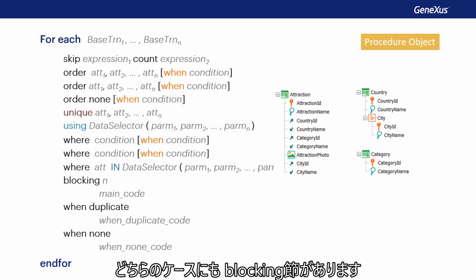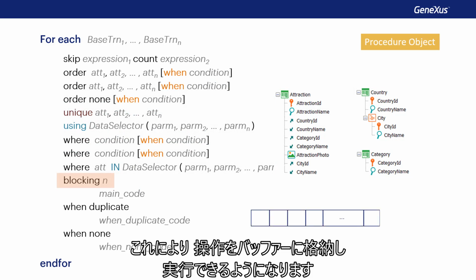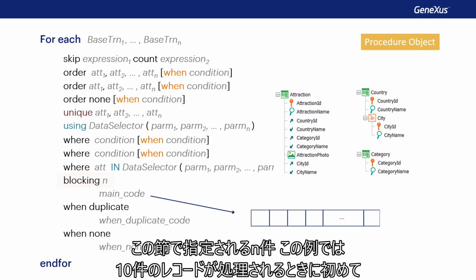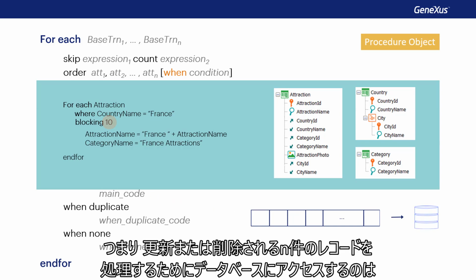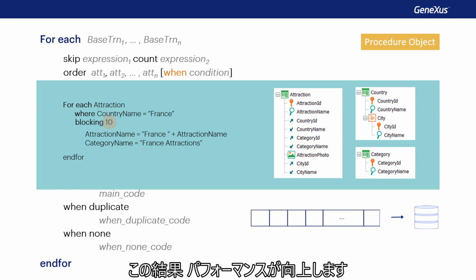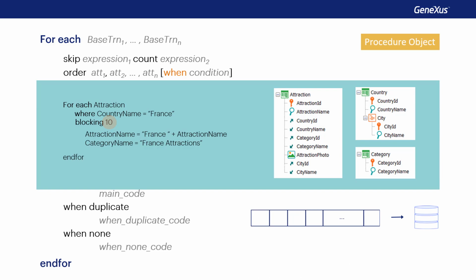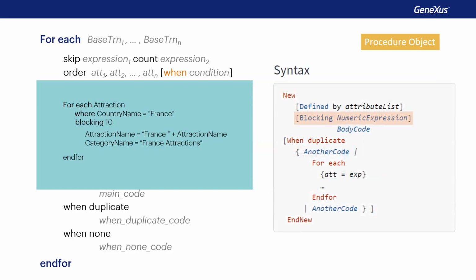For either of these two cases, we have the blocking clause. It allows the operations to be performed in a buffer, and when the n records indicated in the clause are processed, in this example 10, only then are the operations performed on the database. That is, the database is accessed only once to process the n records that are being updated or deleted, thus improving performance. As expected, this same clause is also available in the new command.